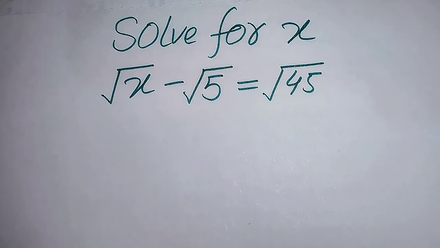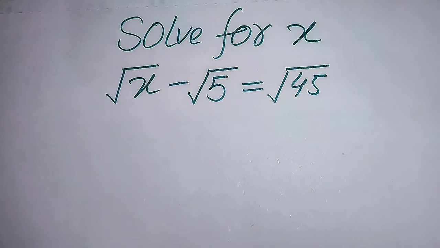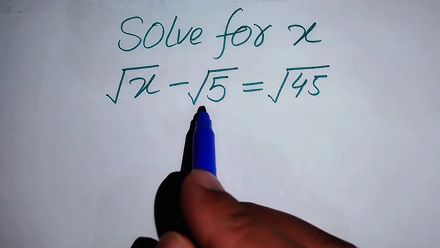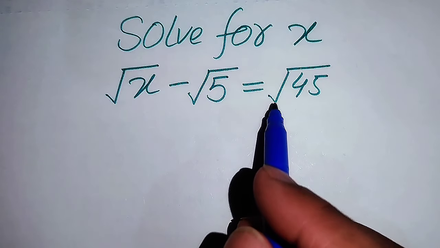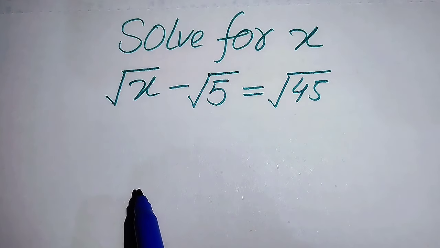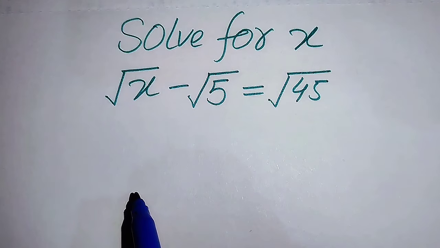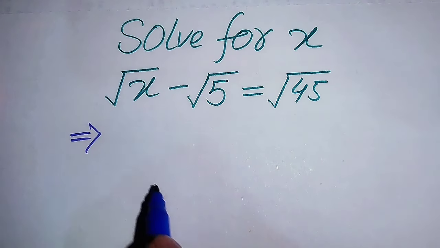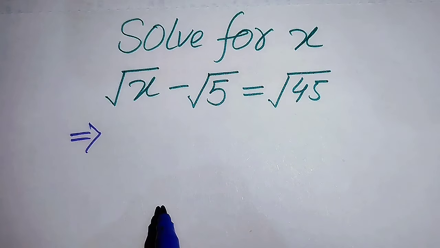Hello everyone, how to solve this problem for the values of x if we have square root of x minus square root of 5 is equal to square root of 45, and we solve this problem for all the values of x. So first we need to find all the roots of this equation, and at the last we will verify which of the roots are solutions and which of the roots are extraneous roots.